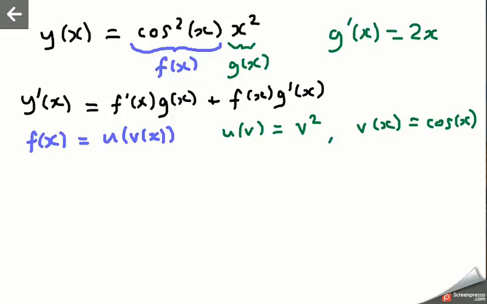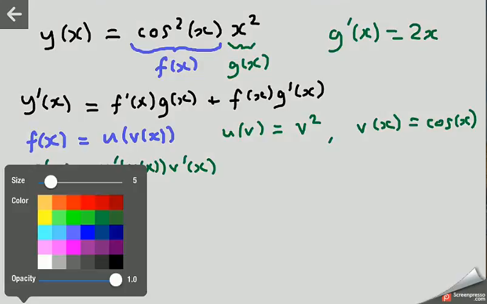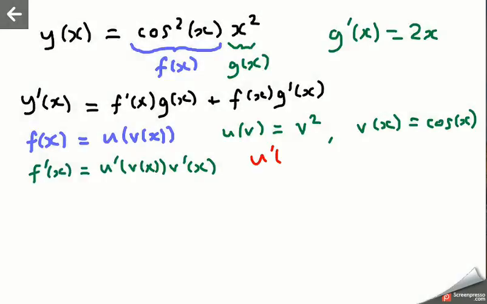Alright, so the chain rule tells us that in this case, we actually have f prime of x must be equal to u prime of v of x times v prime of x. Well, u prime of v, I'll write this over here, u prime of v is just equal to 2v. So that's nice and easy.